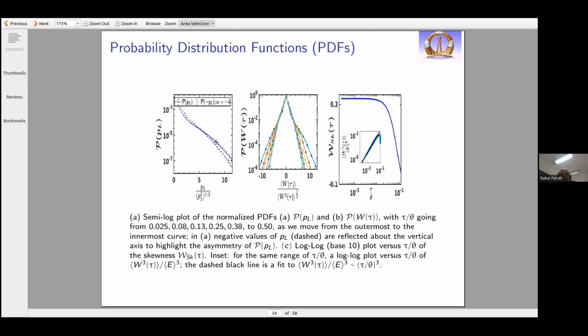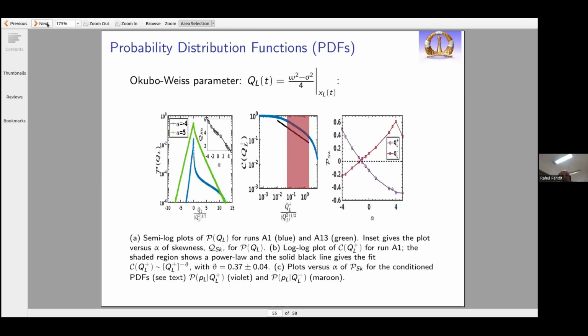This is the conventional way of plotting it. The solid line is for positive and dashed line is for negative, so they're clearly different. And I won't go through all the details, but when you distill from these the skewnesses, you get what I showed you on the previous slide.